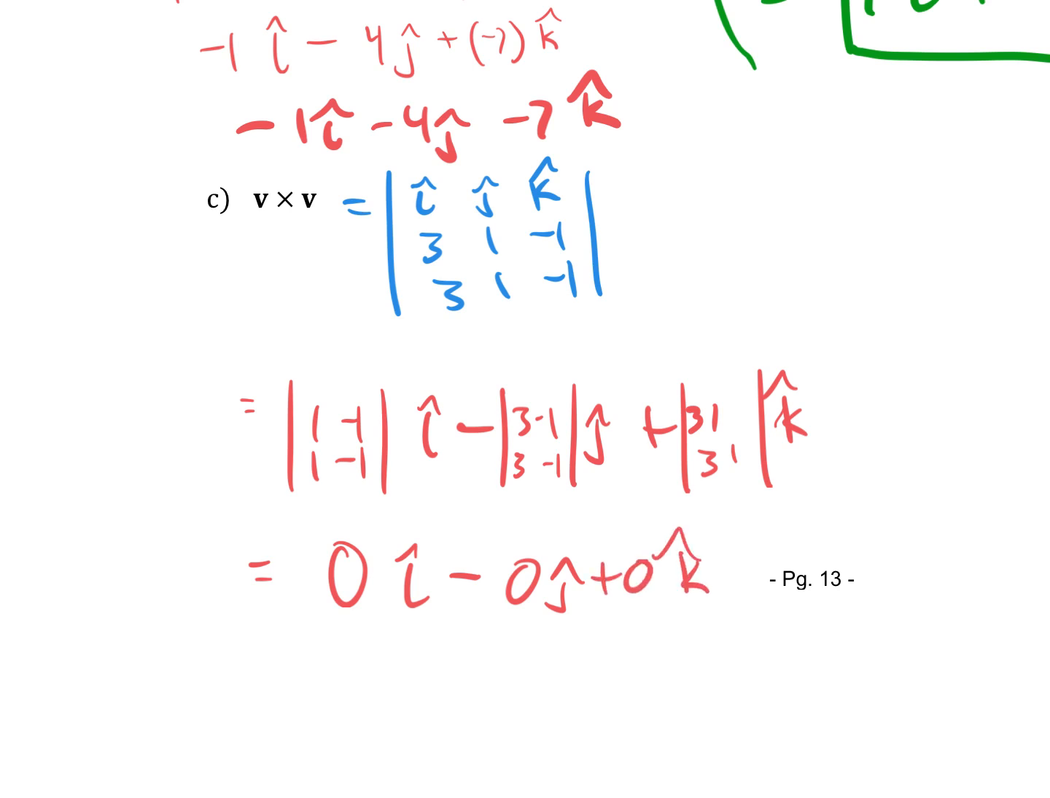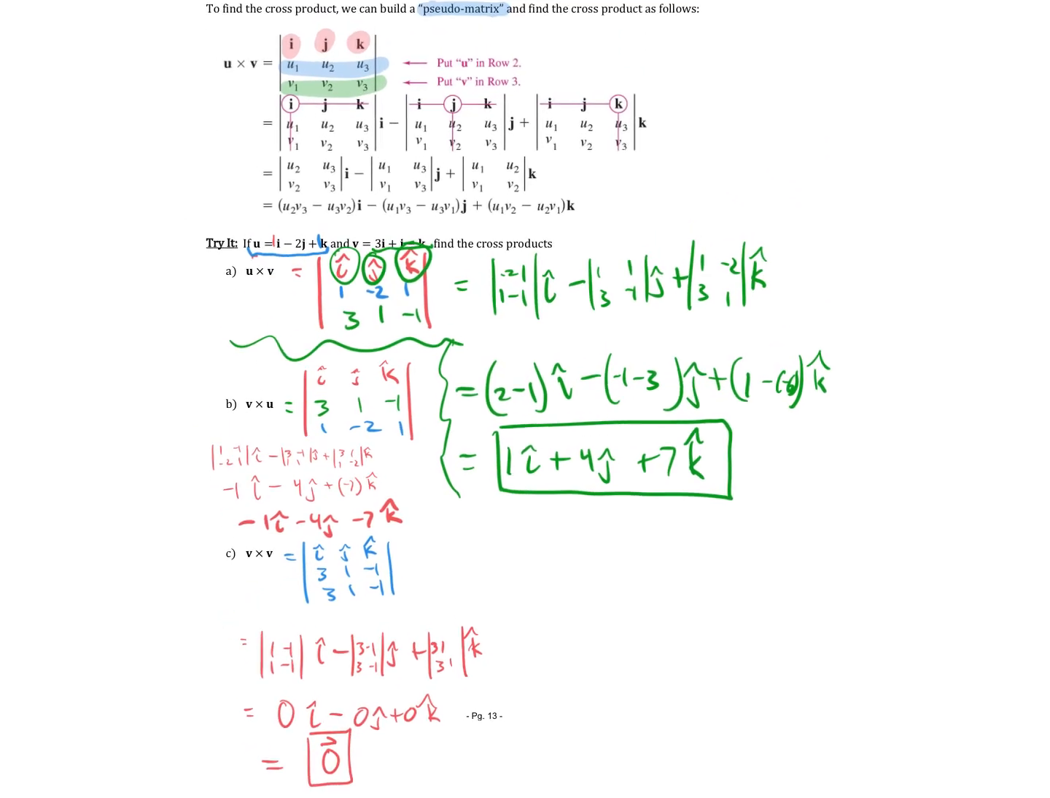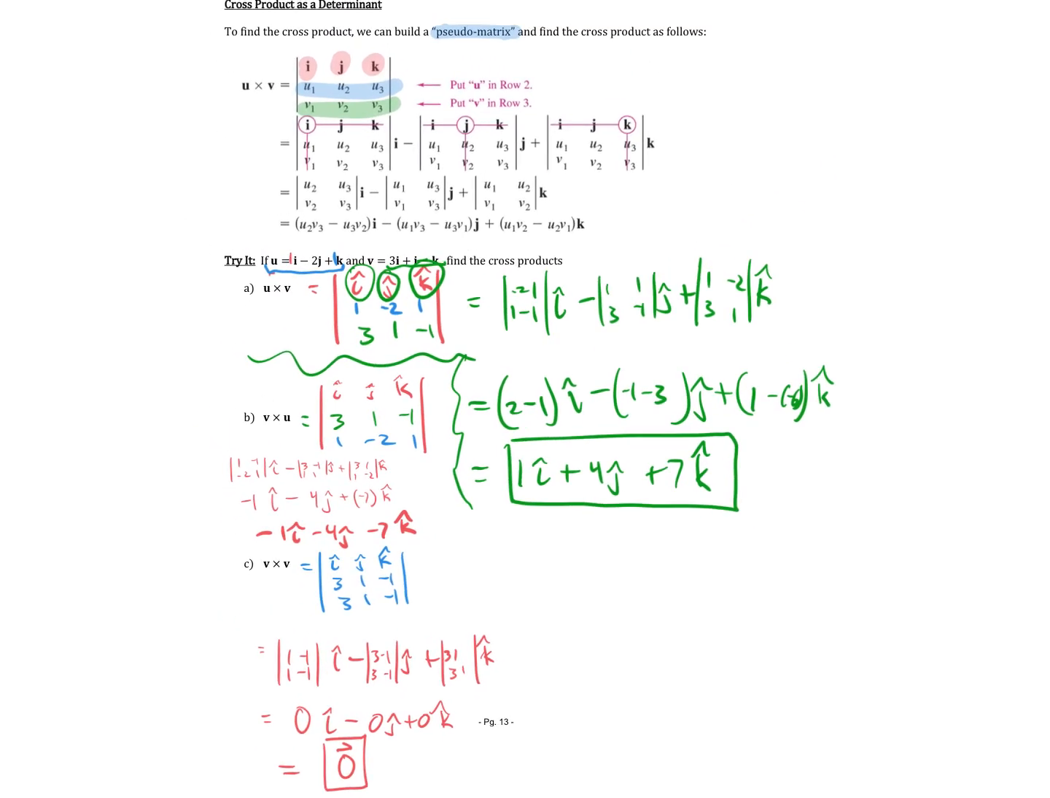And what do you know? That's just our 0 vector. We can write it like this, 0 with a vector if we want. All right? That's the vector 0, 0, 0. Well, that's how we find the cross product and some properties of that. Let's look at a few more properties and we'll wrap this up.